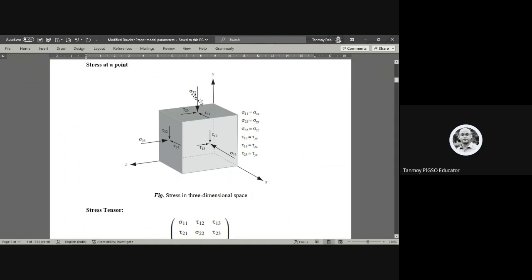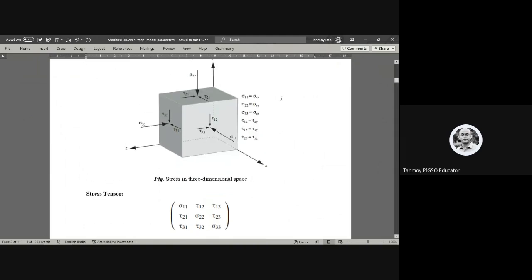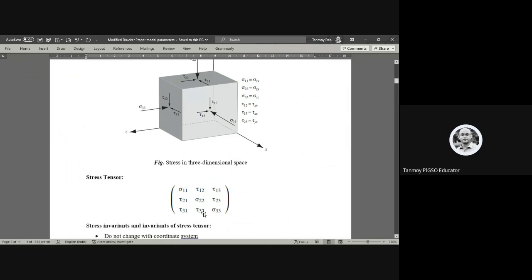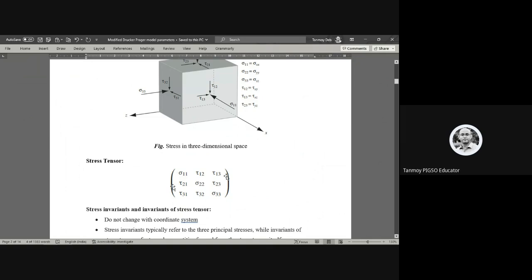Yes, sigma 1 means it is acting on one plane in one direction, or on the x plane in one direction. So sigma 1 can also be represented as sigma xx. Likewise, sigma 2 is sigma yy, tau 12 is tau xy, and tau 13 is tau xz. These things we have already explained. So the stress at any point can be represented in terms of a tensor.